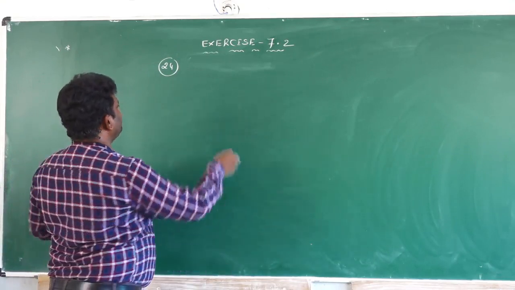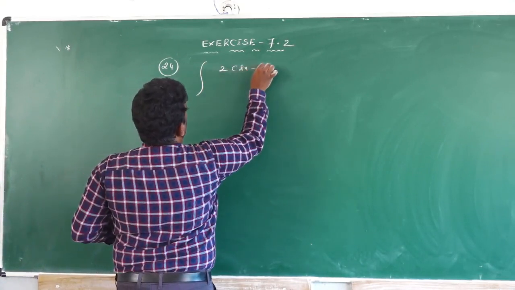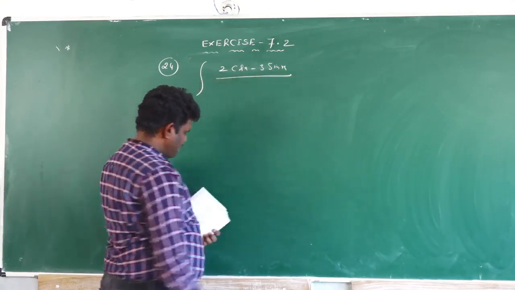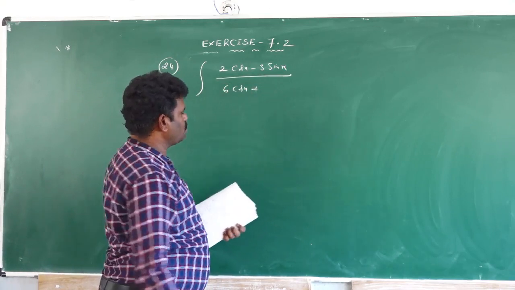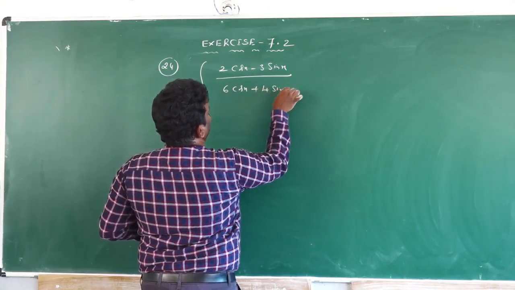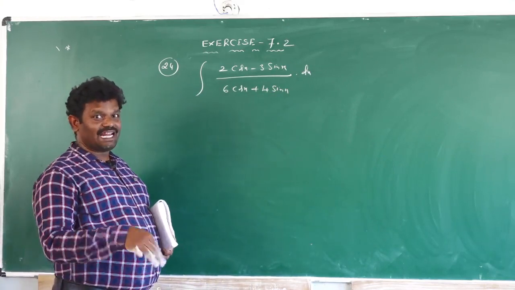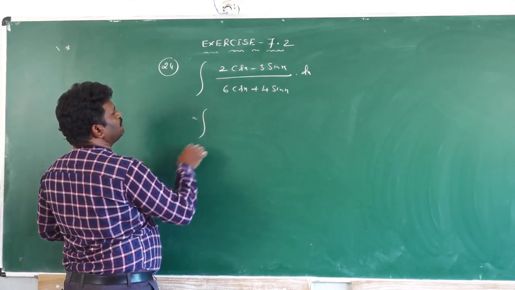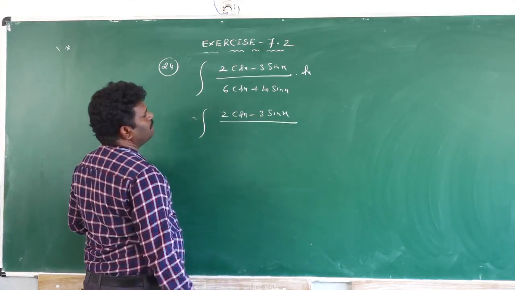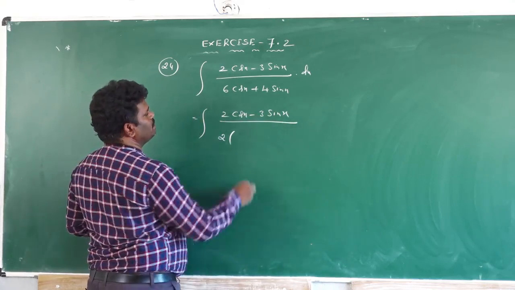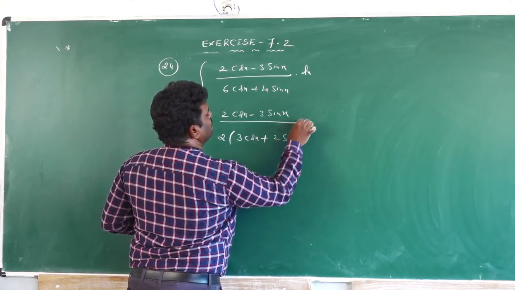24th question: integral of 2 into cos x minus 3 sin x divided by 6 cos x plus 4 sin x into dx. Okay? Here direct substitution is not possible. So the integral of 2 into cos x minus 3 into sin x, and in the denominator, if you take 2 common, 3 into cos x plus 2 into sin x, into dx.